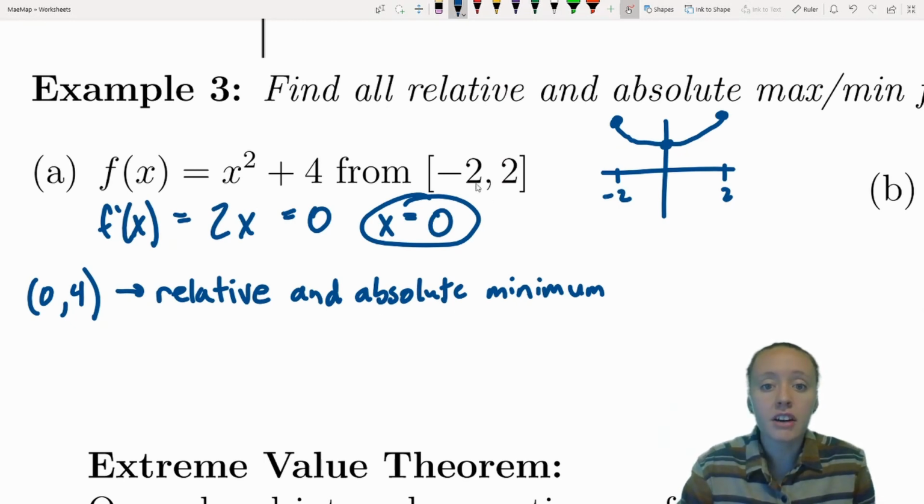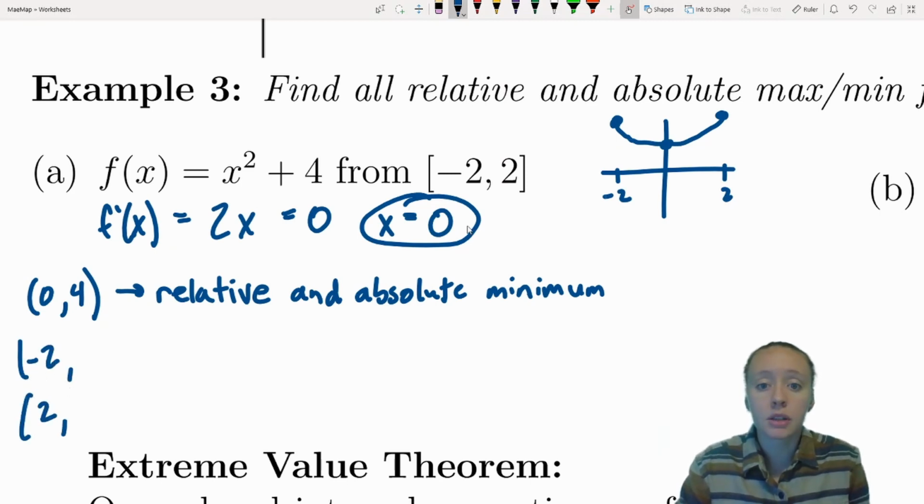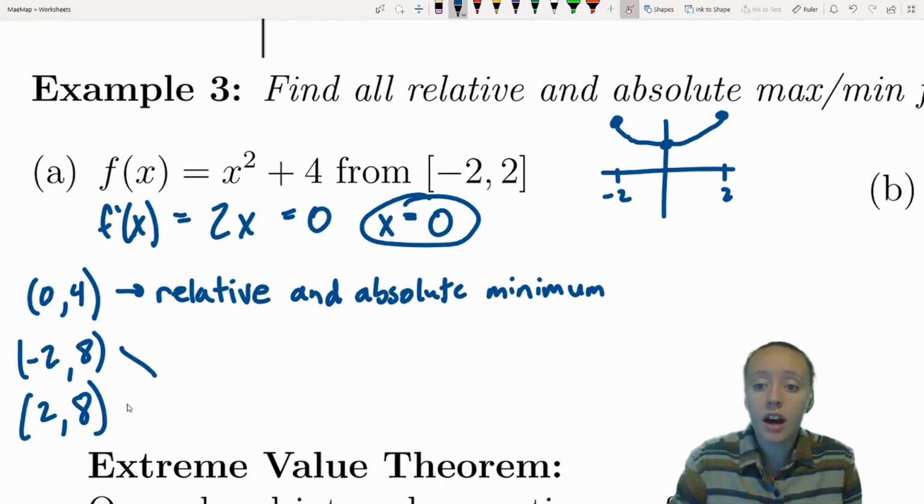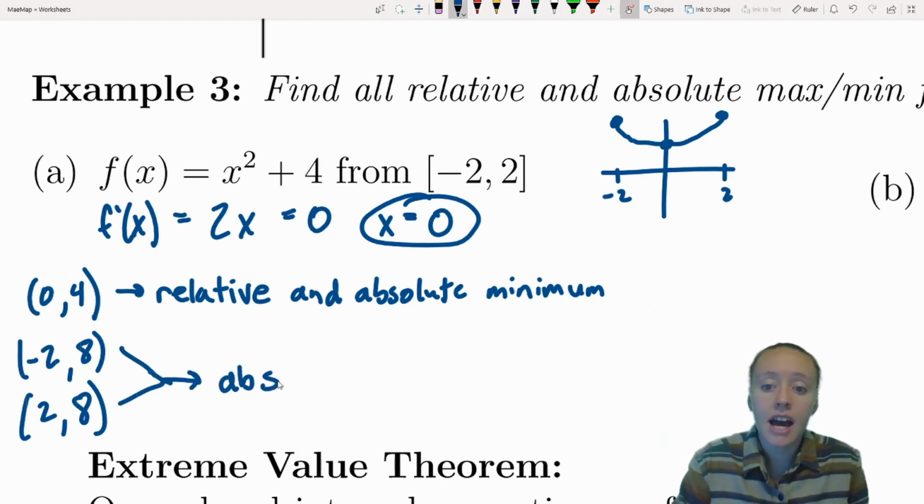So how I figure that out is I plug -2 into my original function. So when x equals -2, or when x equals 2, what value am I going to get? -2 squared is going to be a positive 4. 4 plus 4 is 8. And 2 squared is 4. 4 plus 4 is 8. So at both of those, I have an absolute maximum.